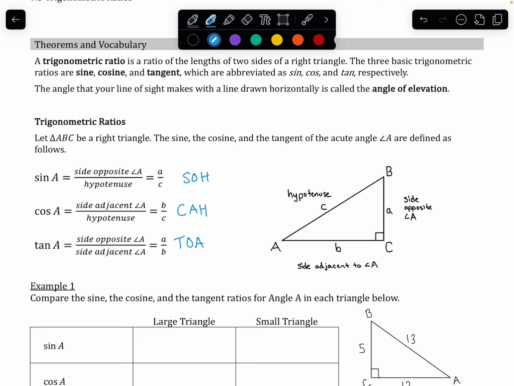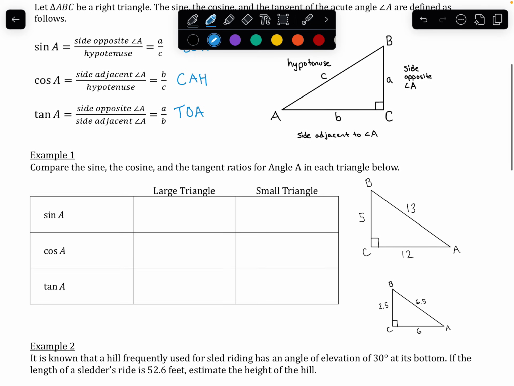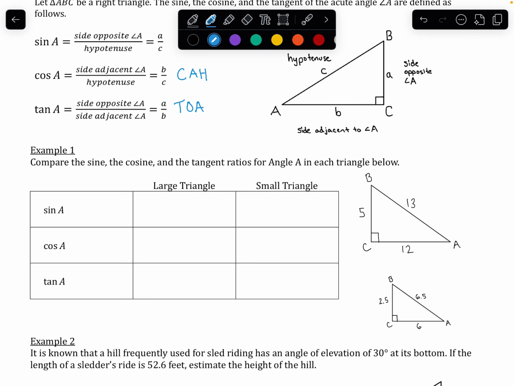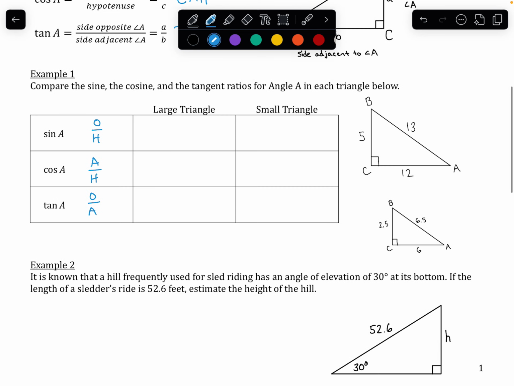So let's put these calculations to the test. I want to figure out the trig ratios for the large triangle and the small triangle. So I want sine, which is opposite over hypotenuse. Cosine, which is CAH, adjacent over hypotenuse. And TOA, which is opposite over adjacent. I'm going to do the large triangle and then I'll do the small triangle.